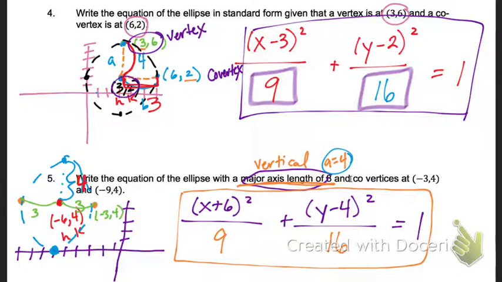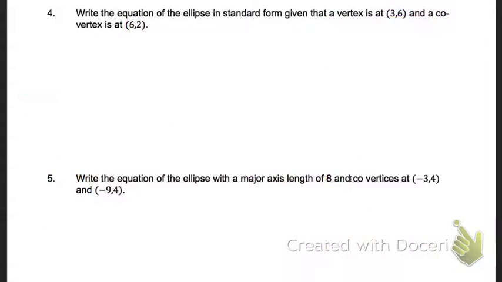So these are a little bit more lengthy. They're more detailed, I guess, but I like these problems. I think they're good.